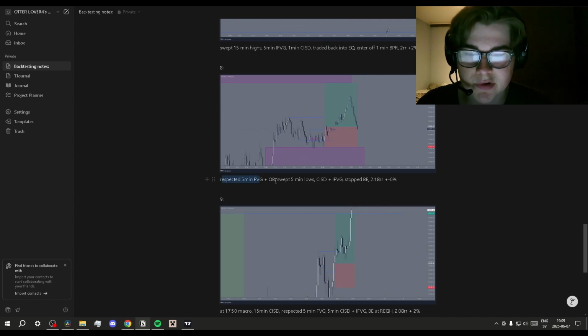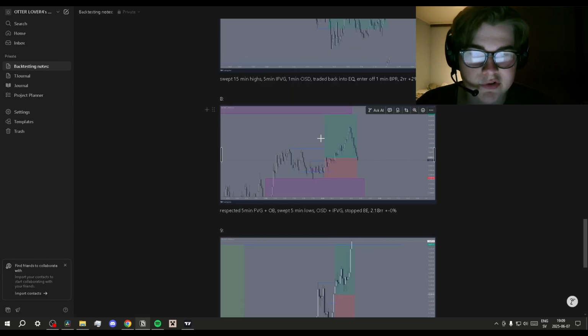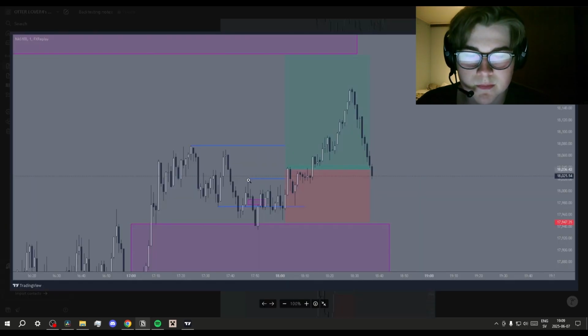So okay, next trade. We respected this big 5-minute order block, which was also basically within a fair value gap. And then we swept these 5-minute lows right here. We got our change in state with this candle.